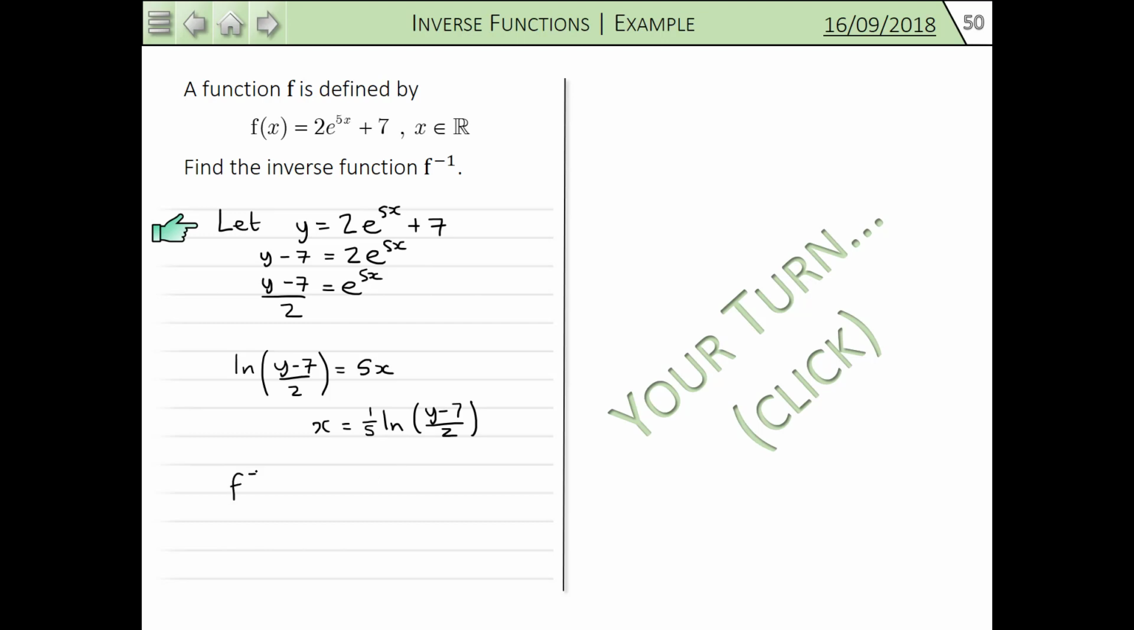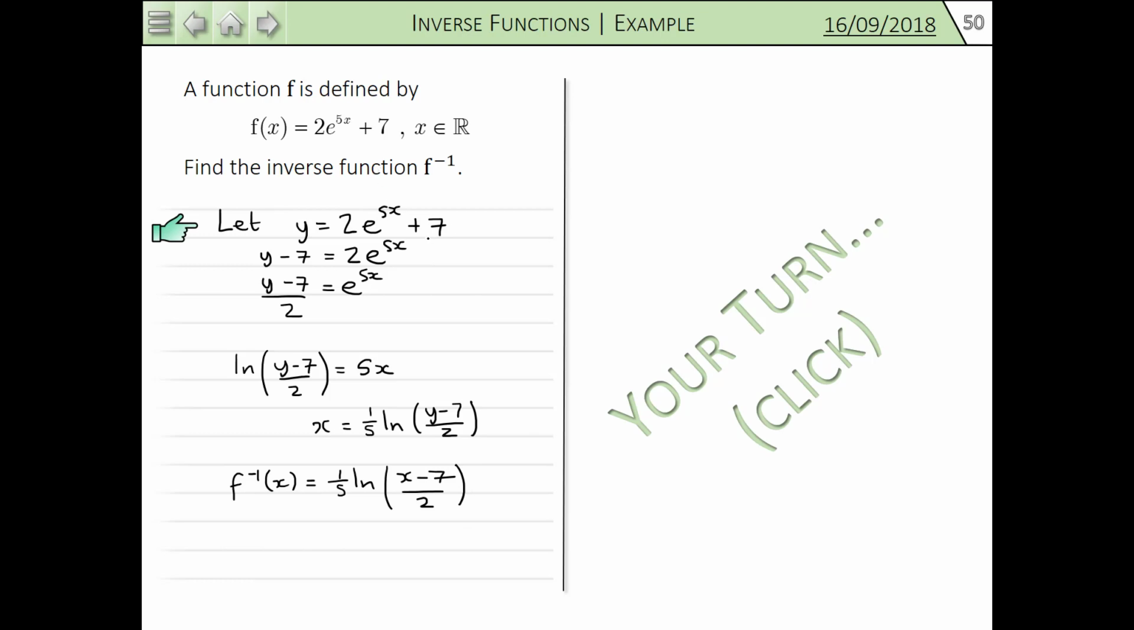So my inverse function, f to the minus 1 of x, is whatever we have here, but with the y replaced by x. So 1/5 log x minus 7 over 2.